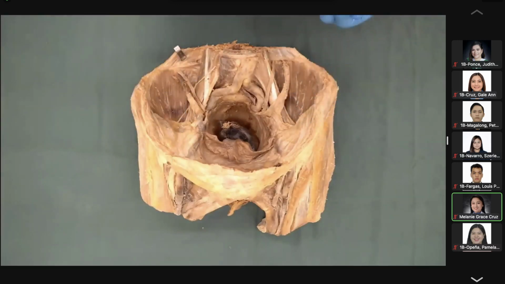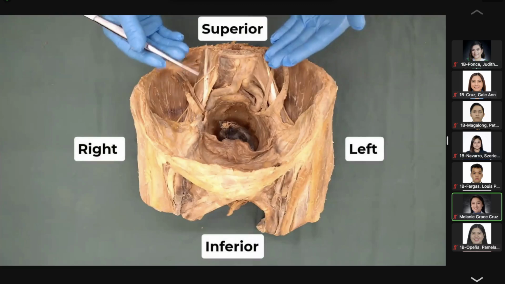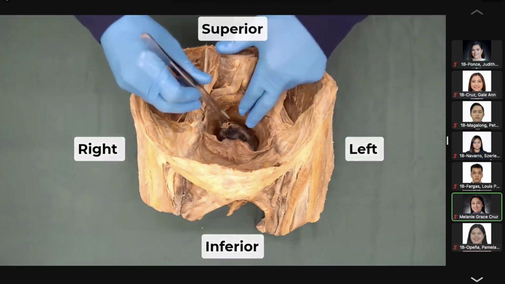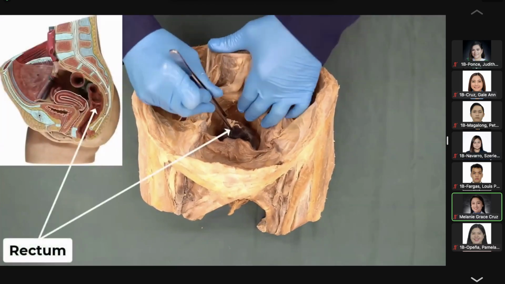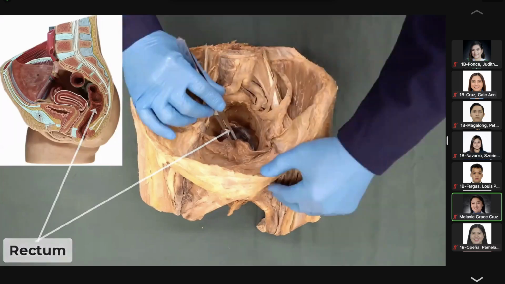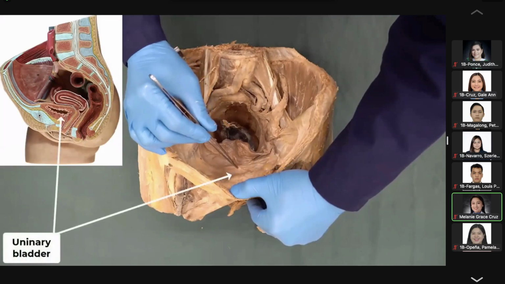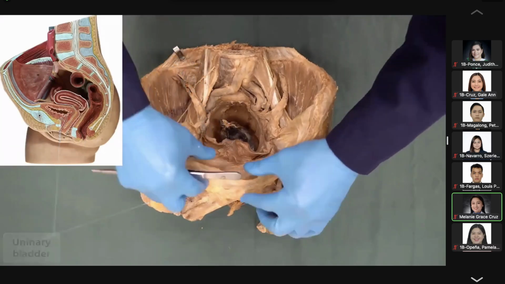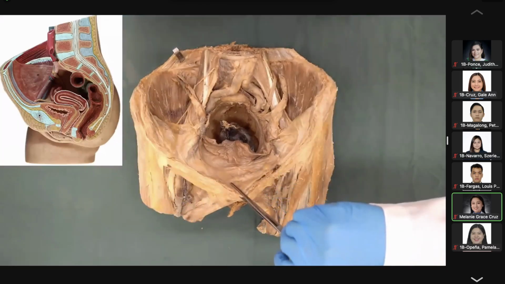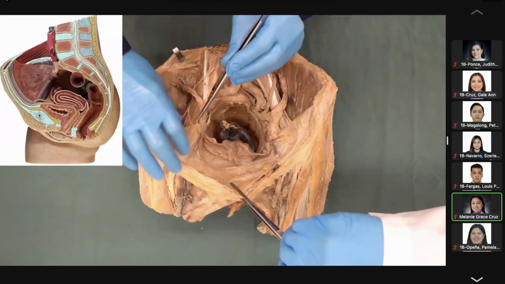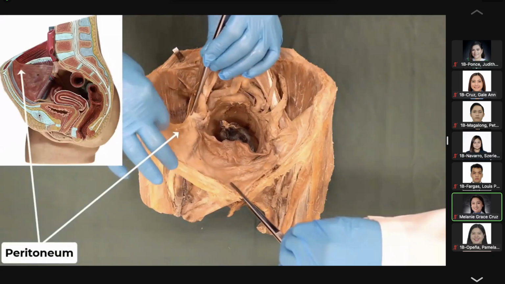This is the superior view of the female pelvis. Let's orient ourselves to some of the structures here. From the posterior side, here is the rectum on the floor of the pelvis. Then we have the uterus in the midline and the bladder right here. But all of them are covered by peritoneum, and this is part of the anterior abdominal wall. Now, this is actually the cut edge of the peritoneum, just for your orientation.